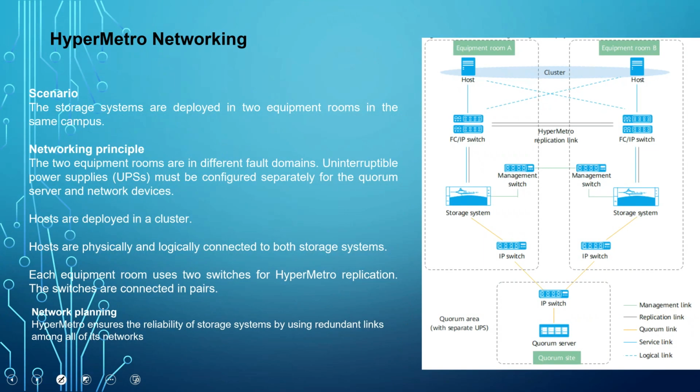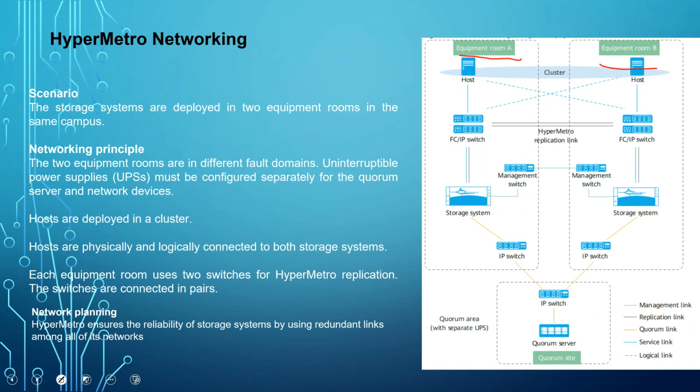So what is the typical networking? As we can see, the storage can be deployed in two equipment rooms within one building or maybe two buildings, but keep in mind that the distance limitations should be considered. And then we must have UPS power, and all the things should be available in different equipment rooms. For example, this is equipment room 1 and this is 2. So you must have different power sources in UPS. All the things should be there, and the Quorum server should be there as well.